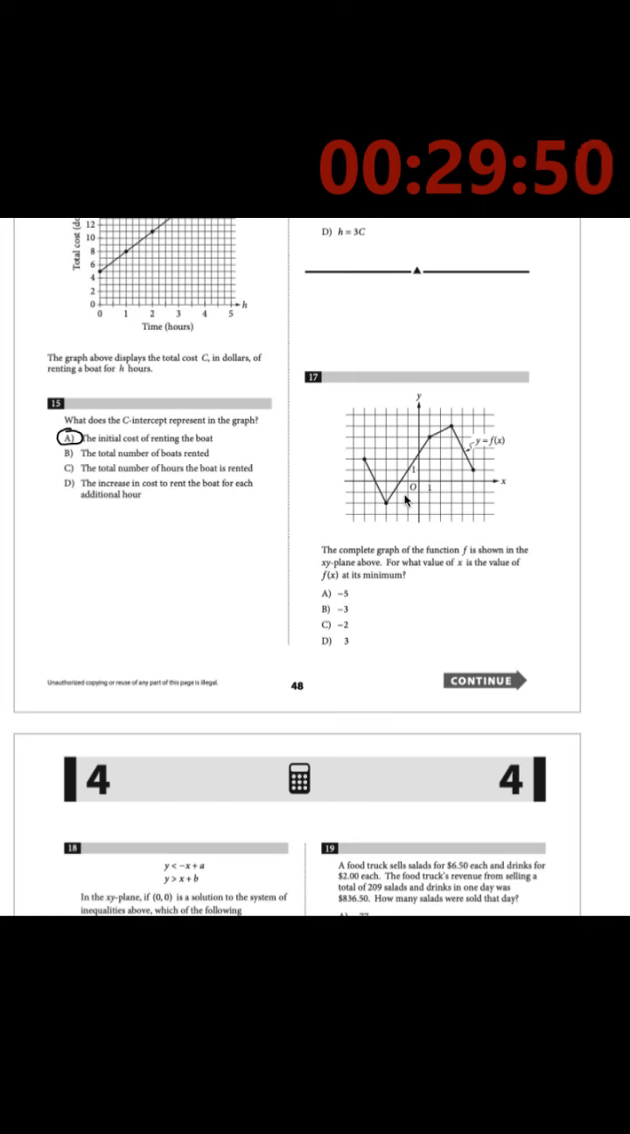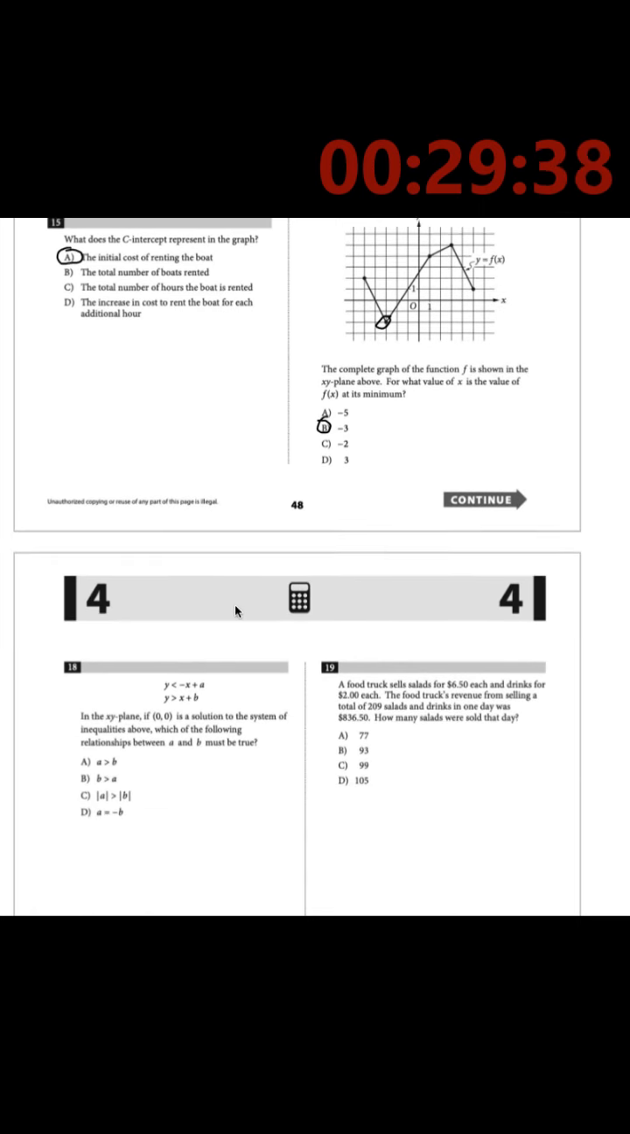For this one, you can see the graph is at its minimum here, and the value of x for when y is here is 1, 2, 3, negative 3. The answer must be B.